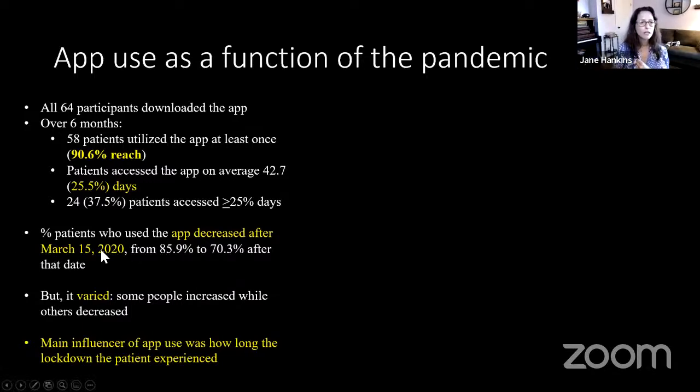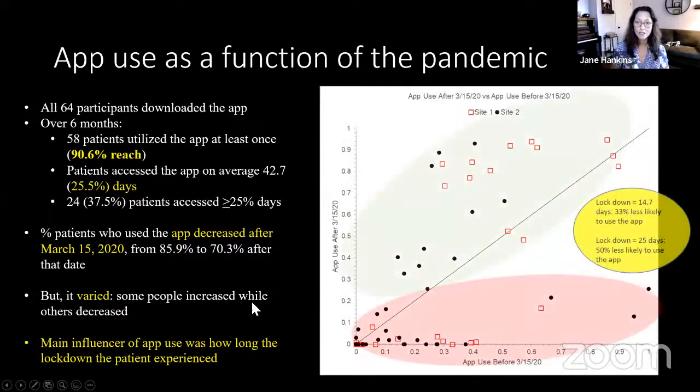And then what happened was after the pandemic hit, March 15, which was when the lockdown started in both places, there was a decreased use of the app. So the percentage of the patients who used the app decreased from 85.9% to 7.3% after the pandemic. But it varied. Some people use more after the pandemic, some people use less. So here's the chart that shows two distinct groups of patients. So in red here are people who used the app less after the pandemic, and in green here is a group that used the app more after the pandemic.